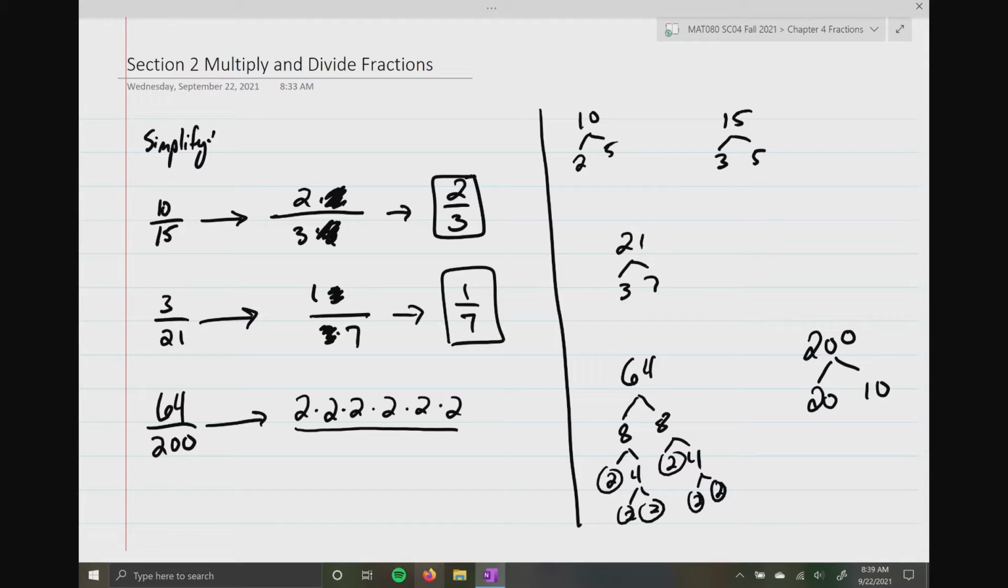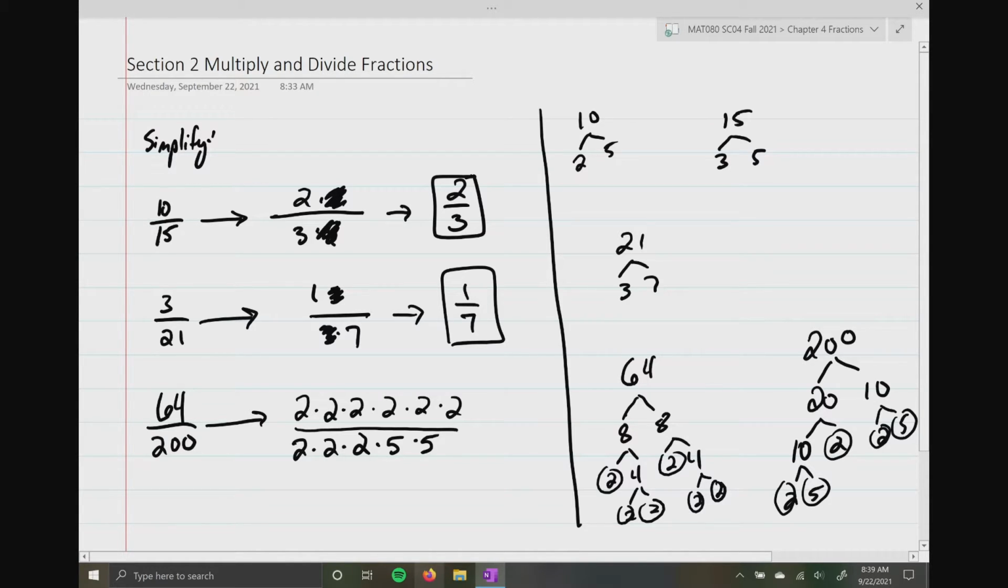So let's break it down. How about 20? I use 10 and 2. And then 10, I'll use 2 and 5. So let me circle my primes. 10 is 2 and 5. So I have 1, 2, 3 2's and 2 5's.